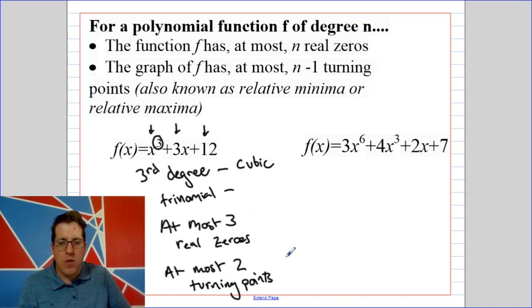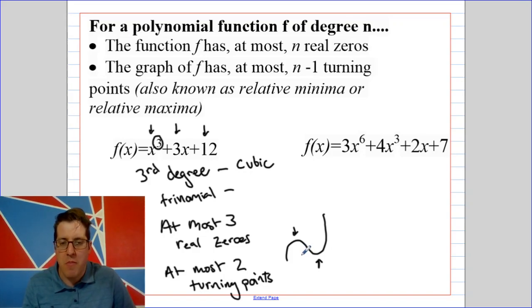Now, if something looks like this, we're going to refer to these as relative maxima or relative minima, like a minimum or a maximum. We're not going to refer to them as vertices or as a vertex, because they won't necessarily be in the middle of the function. So see if you can figure out all of that stuff for this one.